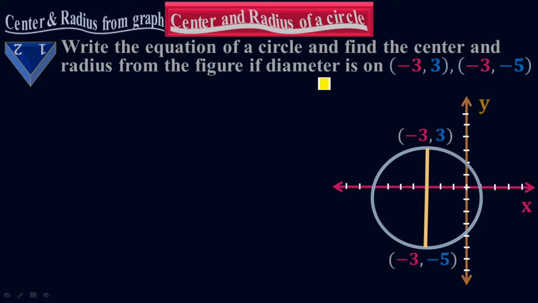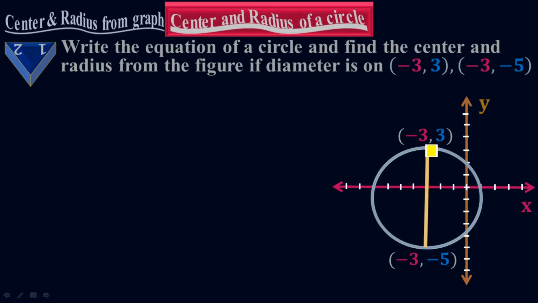What we're going to need here: the diagram, the graph of the circle, has been given. We're going to determine the equation of the circle and find the center and radius from this diagram, where the diameter of the circle is on (-3, 3) and (-3, -5). This is the diameter of the circle.